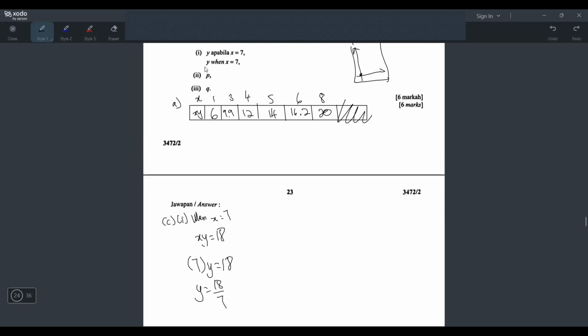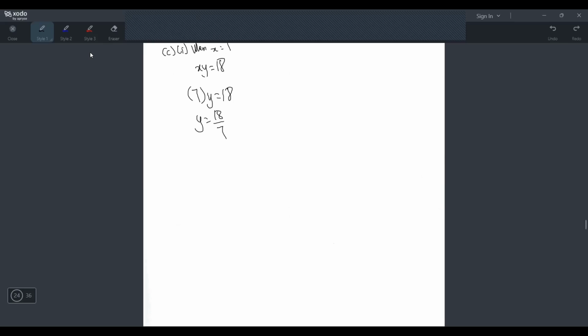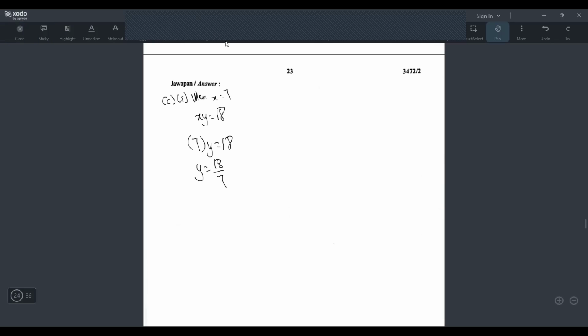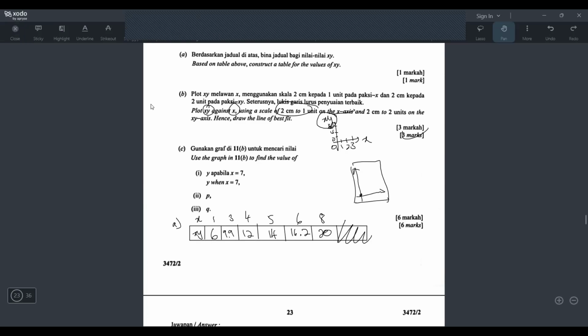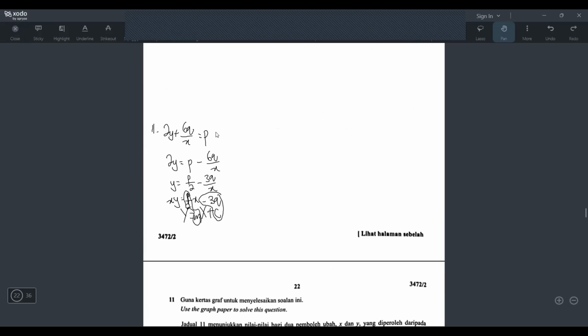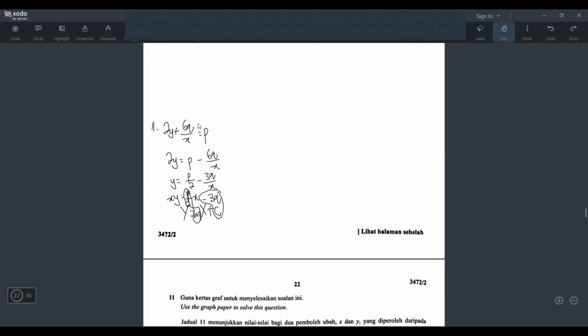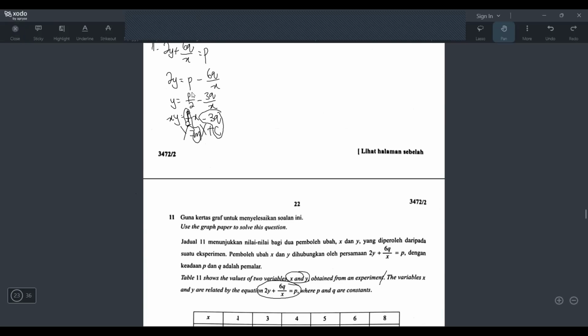Number 2 says what? Find the value of p and q. Okay, this question you have to refer to your linear form equation. Do you remember in the beginning I asked you to change to linear form first? Yeah, because of this question. Because if you don't change to linear form, you cannot do it. So let's scroll to our linear form. This one. This is the first part. I do this even though the question never asked me.